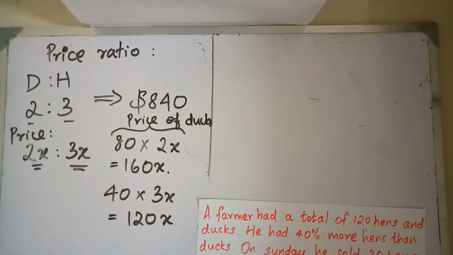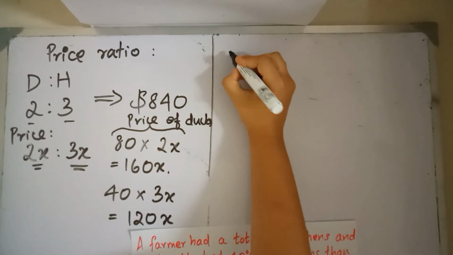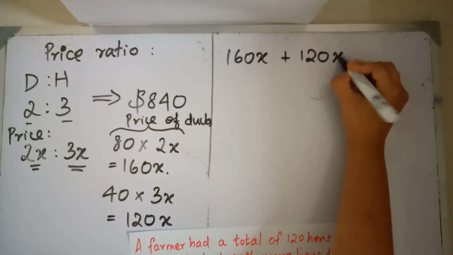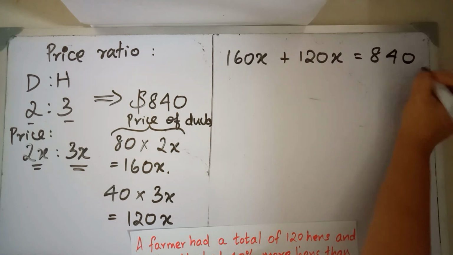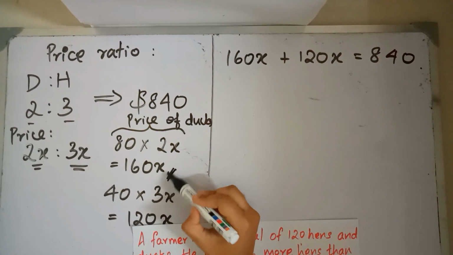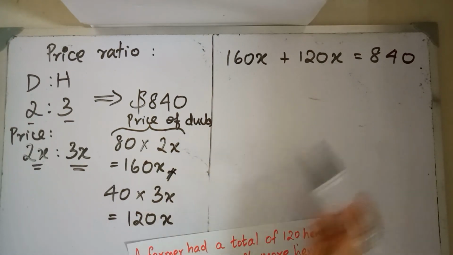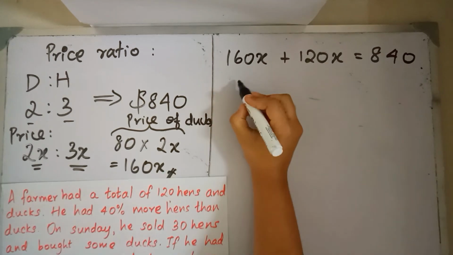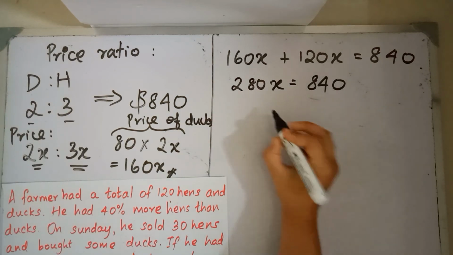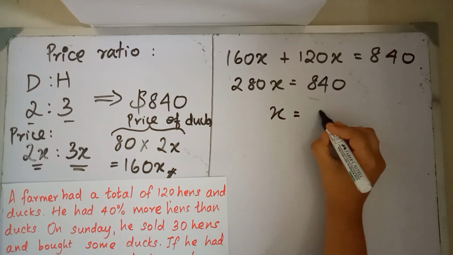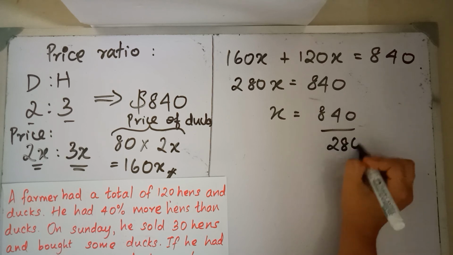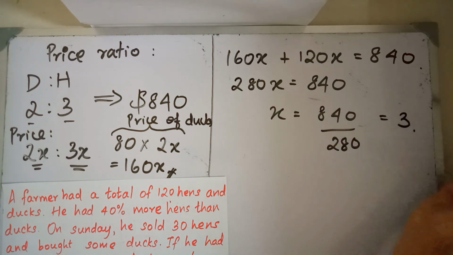So can we find out the individual value of x? Yeah, because 160x plus 120x will give 840. This is the sale price of ducks in terms of x, and this is the sale price of hens in terms of x. So on solving this, we can get the value of x. This will give 280x is equal to 840. X will be equal to 840 by 280, which will give 3. So now x is 3.